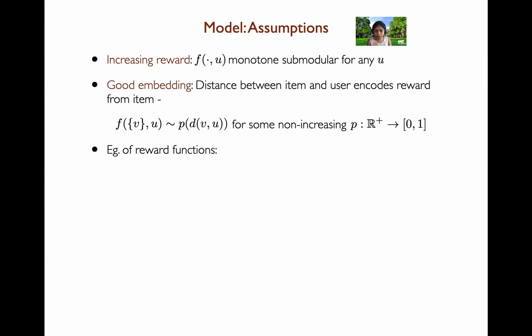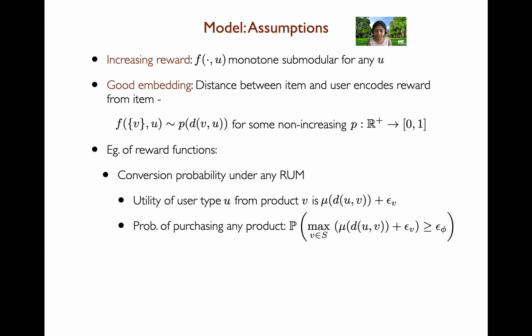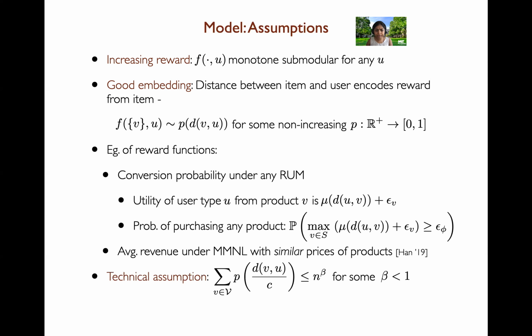Now, there are some very common reward functions, very common optimization functions, which would fit into this category, that is, which would satisfy these assumptions. The first one is conversion probability under any random utility choice model, which satisfies these two assumptions when the mean utility itself is a decreasing function of the distance between the user and the product. And then the average revenue under the mixture of multinomial logit model, when the prices of products are similar to each other, also satisfies this assumption. Further, we make another technical assumption in the paper, which I will not go into much detail right now.